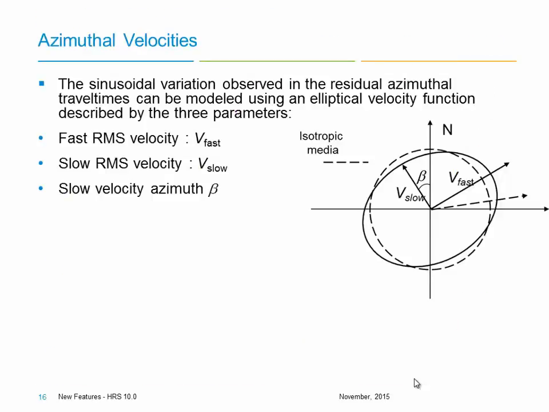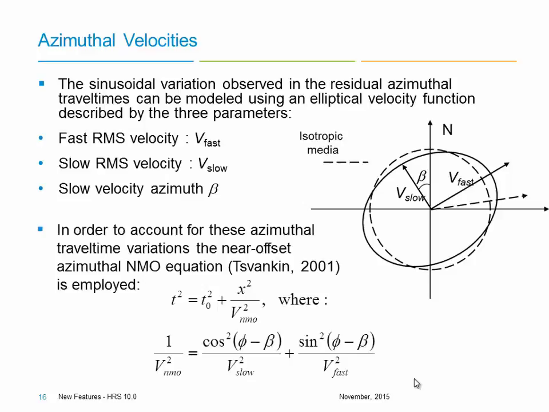So this sinusoidal variation observed in the residual azimuthal travel times, we can model using an elliptical velocity function described by the fast RMS velocity, the slow RMS velocity, and then an orientation. In this case, we're showing the slow velocity azimuth. And mathematically, we can modify the NMO equation, and this is due to Svänken, and what we do is we allow the NMO velocity to vary as a function of azimuth, parameterized in the terms that you see here.